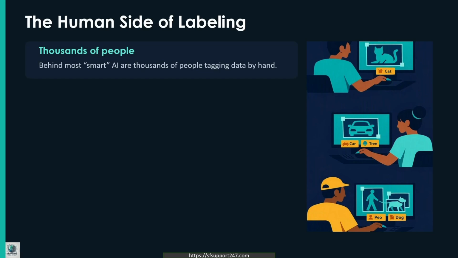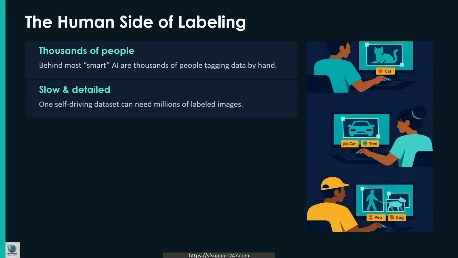The human side of labeling. Thousands of people behind most smart AI models tagged those objects. When humans spend so much time tagging that data set or that image in this example, the AI model is fed all this information. That's how AI learned. Slow and detailed. One self-driving dataset can need millions of labeled images.